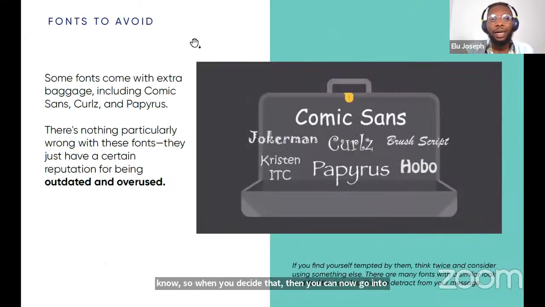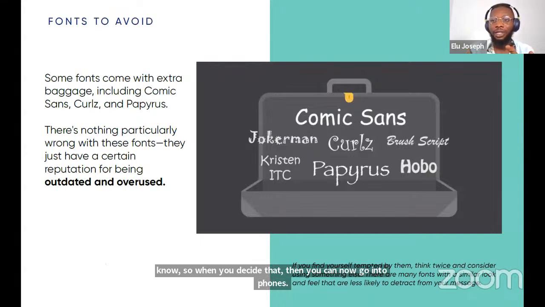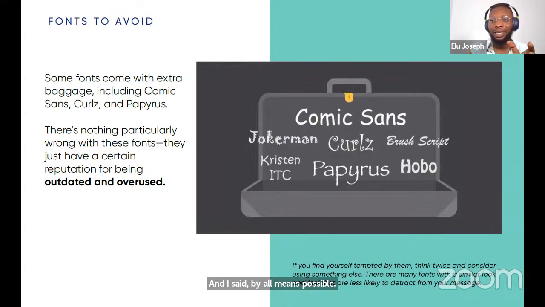And I said, by all means possible, avoid these fonts that are here. Try to avoid these fonts. Reason: they are outdated and they are overused. Designers have a generational hatred for them. People just wake up and say, oh, I don't like them. Do you get it?